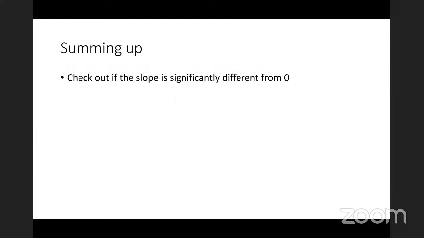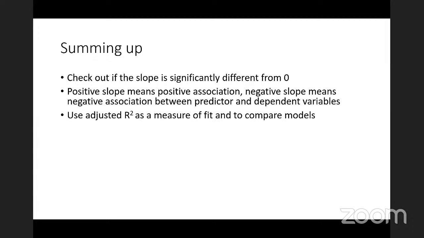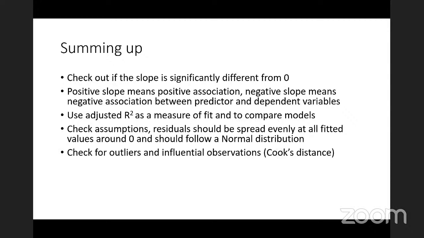To sum up, for any linear regression, we first have to check the slope. A positive slope means positive association. A negative slope means negative association between predictors and the dependent variables. We use adjusted R square as a measure of fit and to compare models. We should always check the assumptions. That is, residuals should be spread evenly around 0 and should follow a normal distribution. We should always check for multicollinearity.